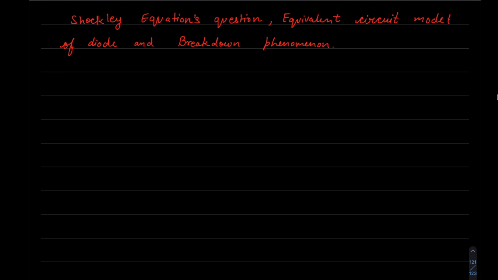So, yesterday we learned about Shockley equation, and today we'll do some questions on Shockley equation as written here. And we'll also study about the equivalent circuit model of diode and breakdown phenomenon. And that's about it. And then in the next video, we'll talk about Zener diode and the Zener diode's characteristics and all those things. So let me write this question real quick.